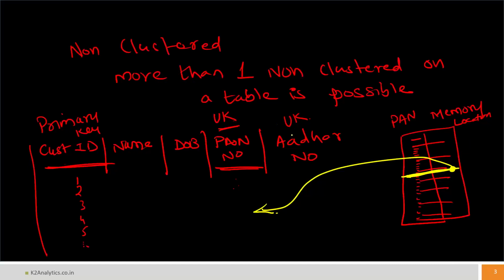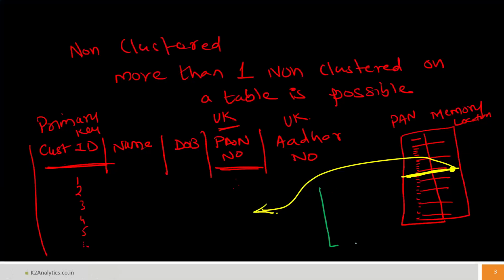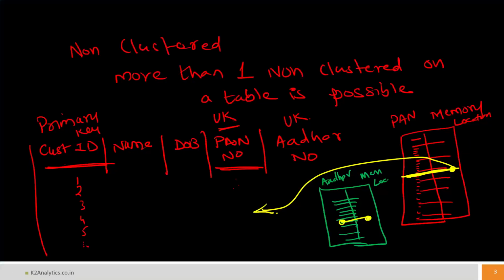If you now create another non-clustered index on an Aadhaar number, there will be a separate index which would get created for Aadhaar number, where you will have Aadhaar and the memory location. The data is sorted here in this separate index table by Aadhaar number, and when you search for a specific Aadhaar number, it will first come to the index table using the B-tree structure, quickly identify which record you have to pull, and based on that record, you will find the corresponding memory location, and then you can come to the main table and fetch the information.